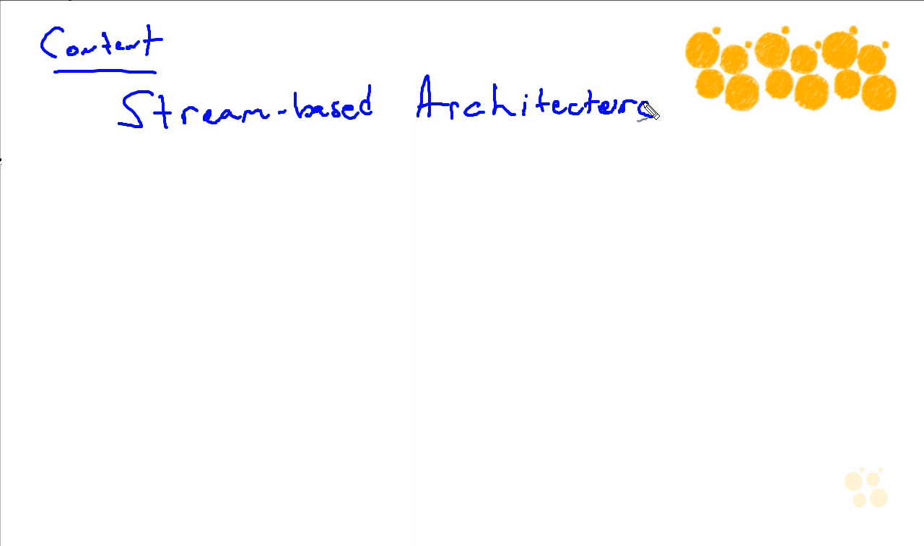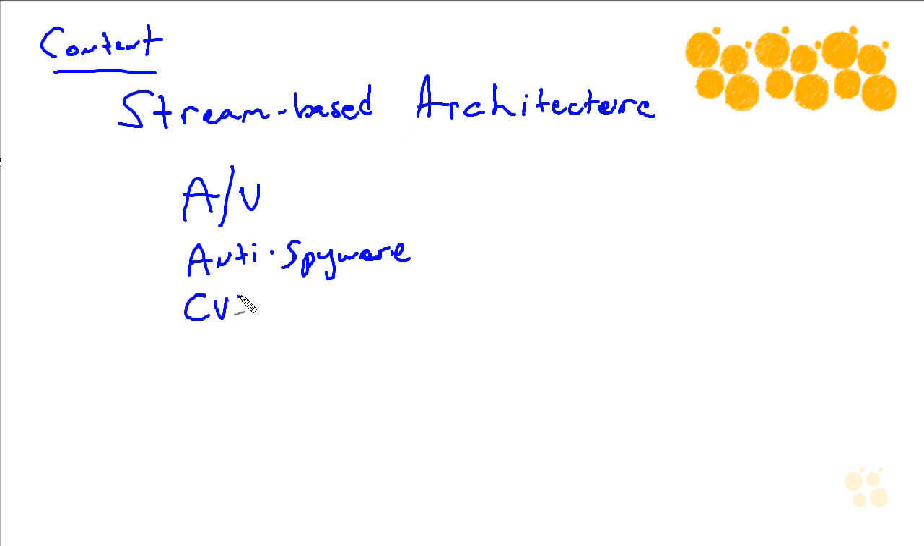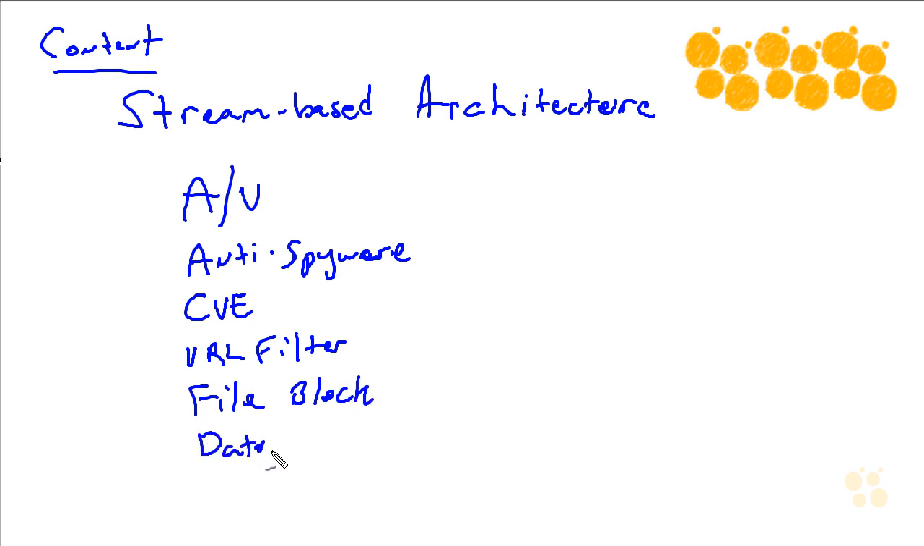But remember all of the different policy types that we had. Okay, so we had the antivirus, we had the anti-spyware, or malware, whichever one you want to call this. So my anti-spyware stuff contained all that. I had my CVE, or my vulnerability and exploit portion in there. I had my URL filter. I had my file block, and I had my data filter.